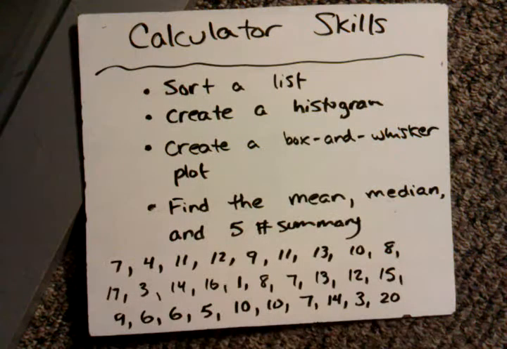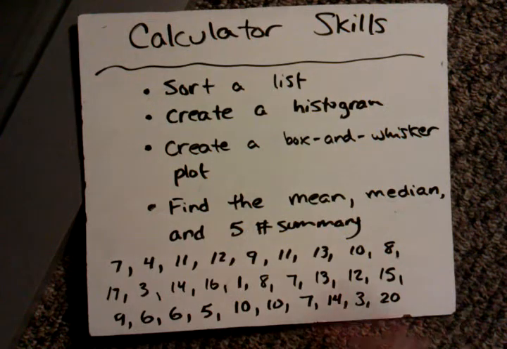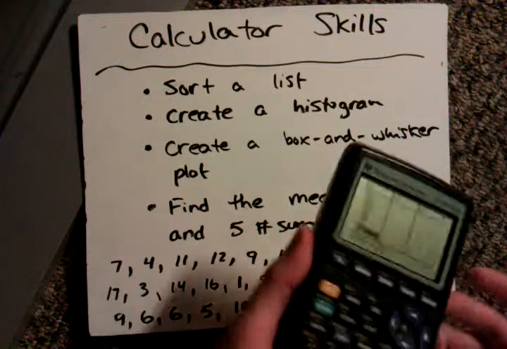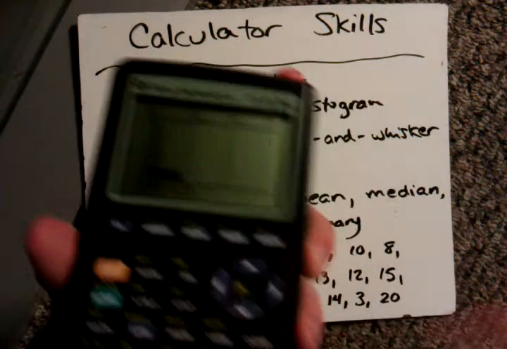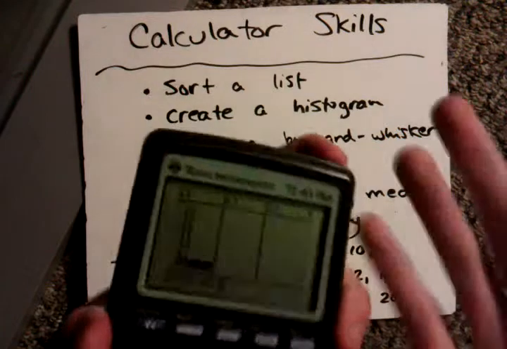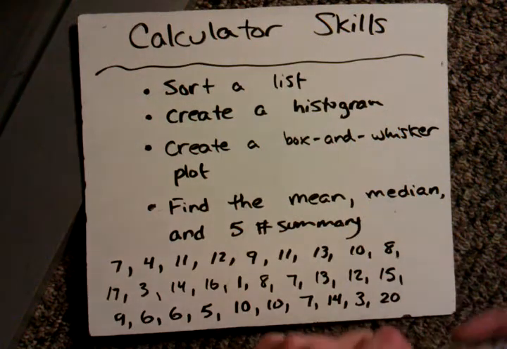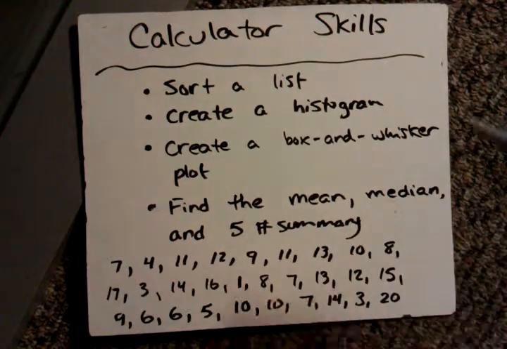So that's pretty useful if you're trying to make a 5-number summary and you don't want to organize it yourself. Although really, your calculator can find the 5-number summary for you, so I don't really know why you'd want to do that. But if you did, there's how. So the next thing I want to show you is how to create a histogram using the calculator.